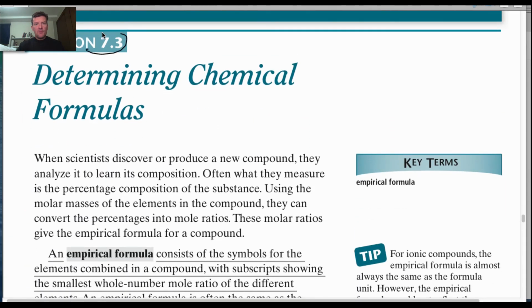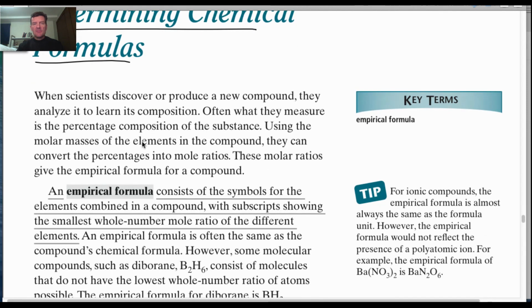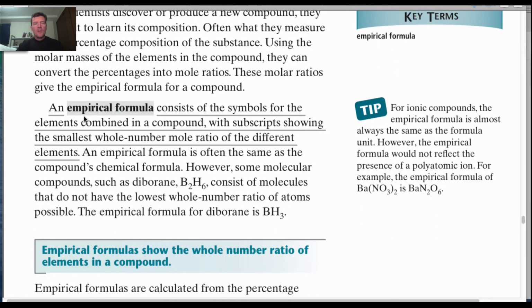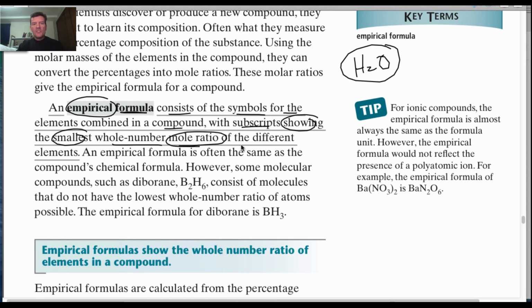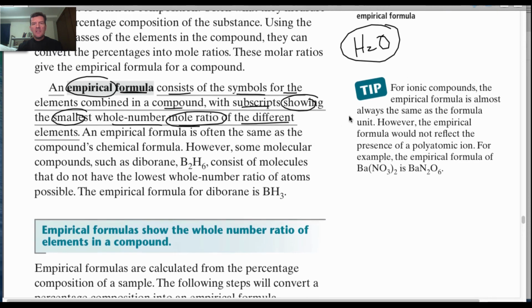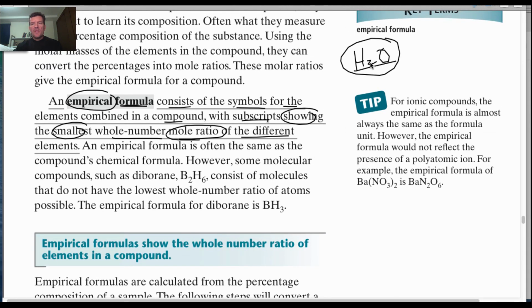Okay, 7.3. In your notes, put down 7.3, determining chemical formulas, and let's write down a few notes here. We've talked about formulas already, and now we're going to talk about something called the empirical formula. It consists of the symbols for the elements combined in a compound with subscripts, like H2O. But empirical is going to show the smallest whole number ratio of the different elements. So if I said H2O, that's the simplest whole number ratio. It's a 2 to 1 ratio.